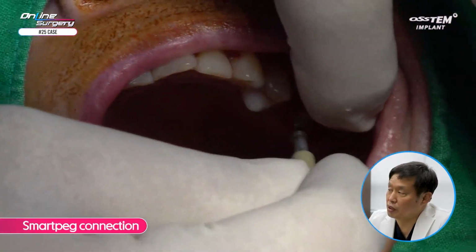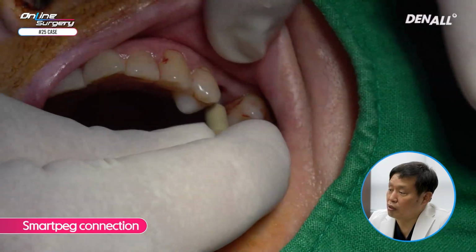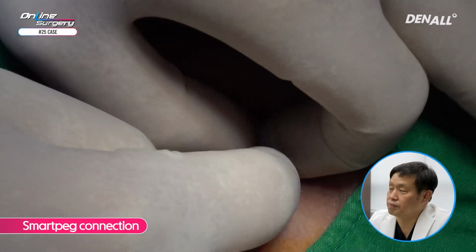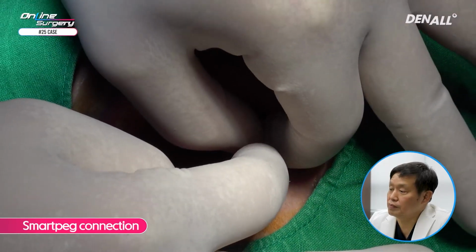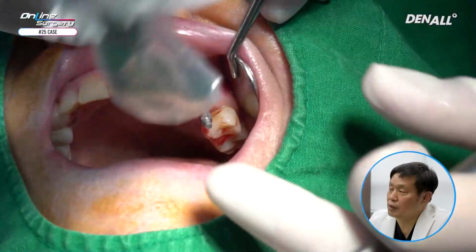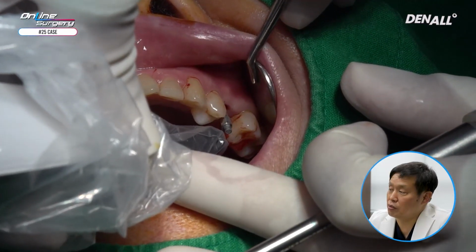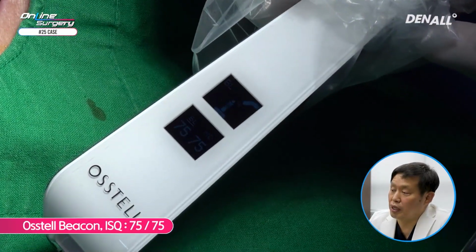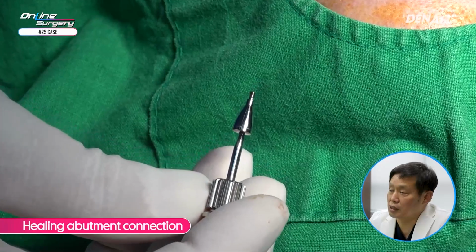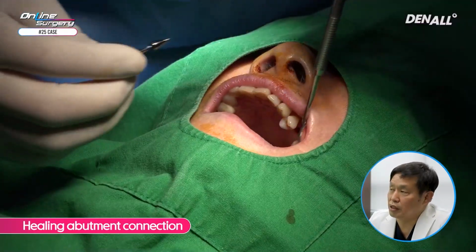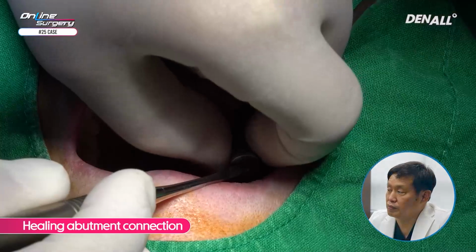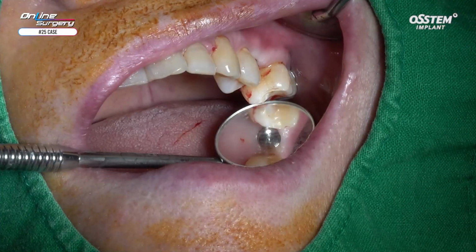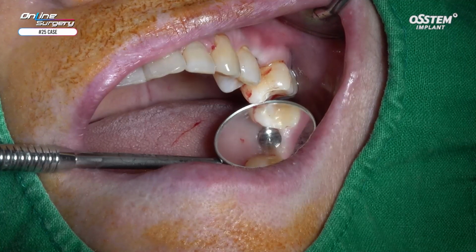You can see that the implant has been nicely placed. A smart peg is used to measure ISQ value. ISQ value has been measured. 75. So it's rather stable. Healing abutment is now being connected. Healing abutment has been connected. Surgery was fairly simple.